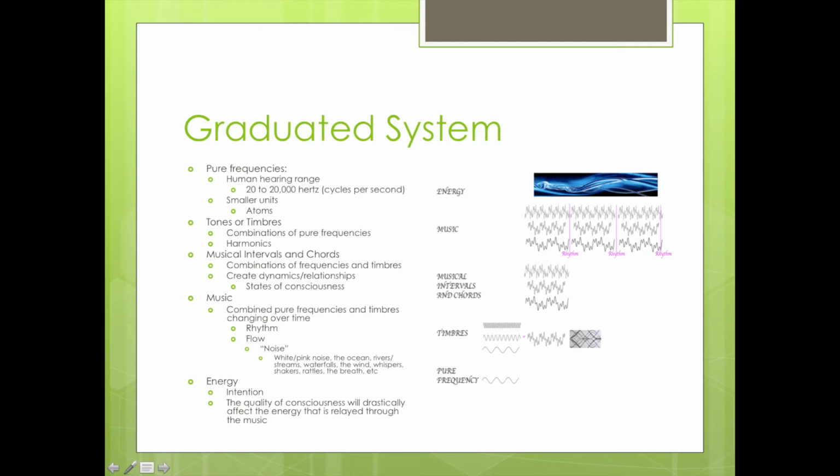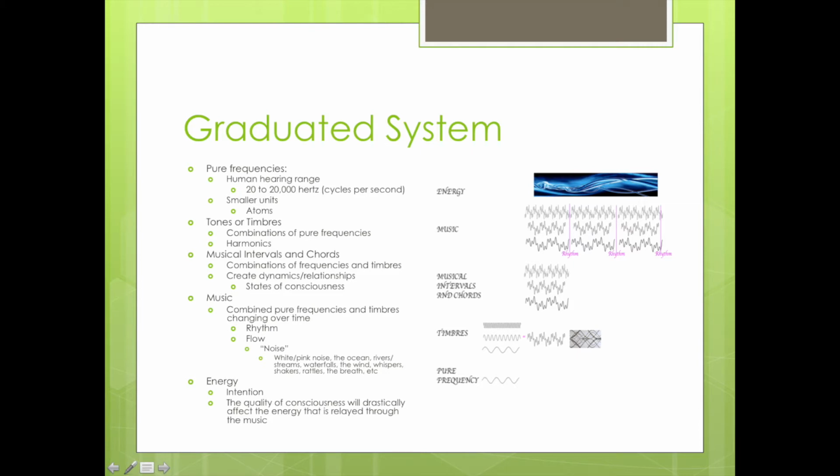A timbre is the character or quality of a sound, something that makes it distinguishable. So we're looking at traits such as brassy, warm, light, flat, clear, or heavy. We're looking at the difference between sound made by an oboe versus a flute, for instance. We then move a step up to musical intervals and chords. These are combinations of frequencies and timbres. So here we are creating dynamics and relationships, states of consciousness, if you will.